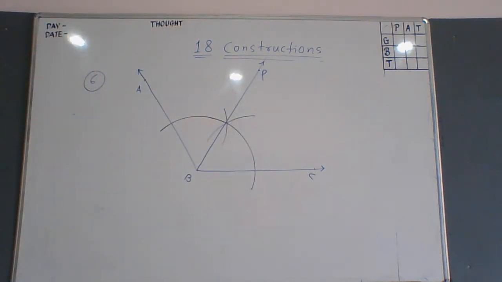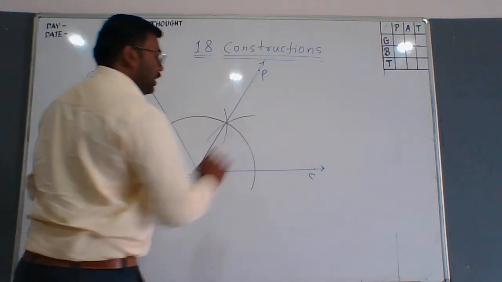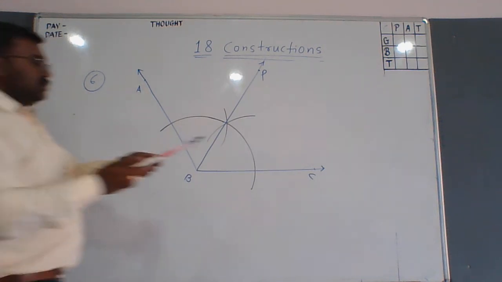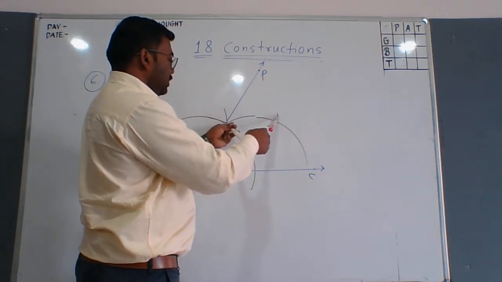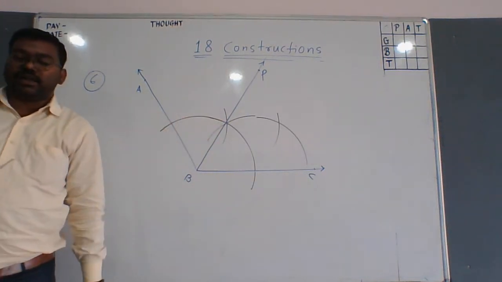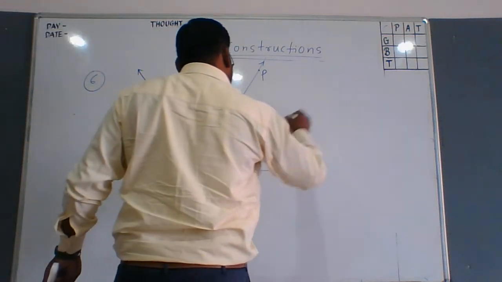Next, second part, draw BR, the bisector of PBC. Again, we want to draw the bisector of PBC. So put the pointer here, and from this cut the arc. From this point, the bisector's point which is intersecting on the arc, name this BR.